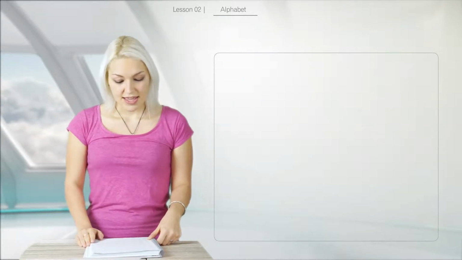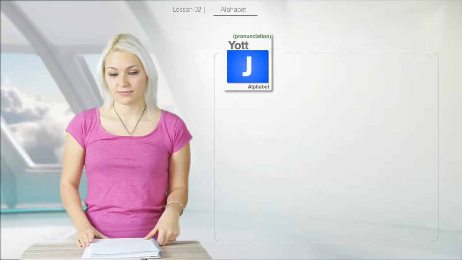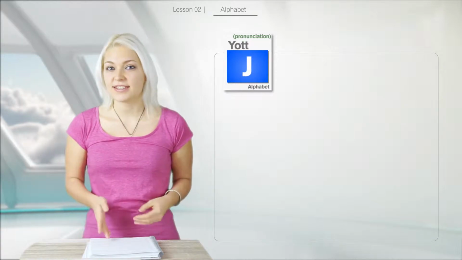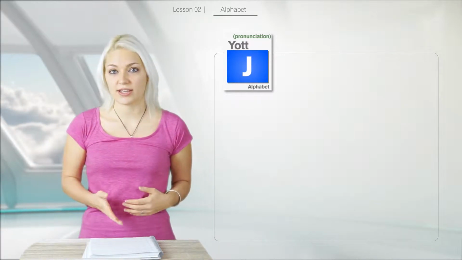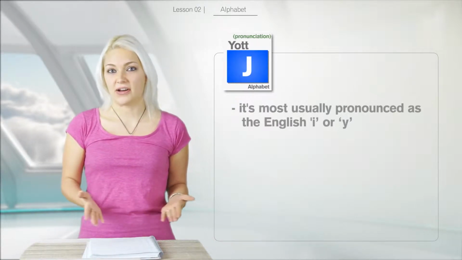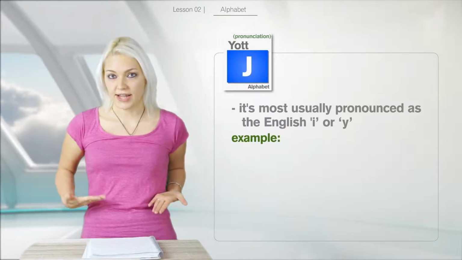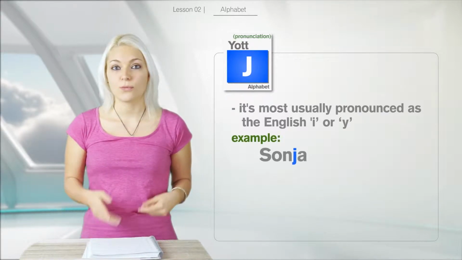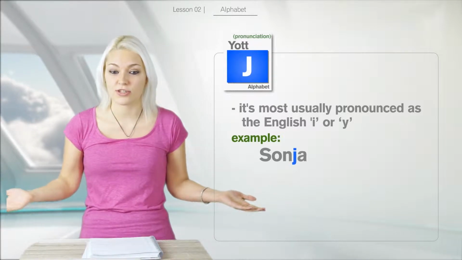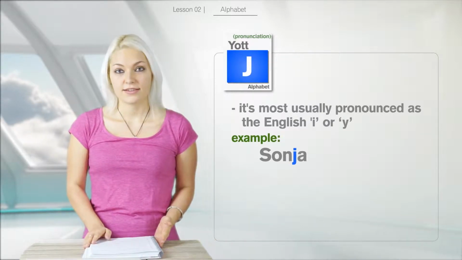Okay, then we have the letter J, which is called J. As you can already say from its name in German, it is not pronounced like the English J. There is no J sound. It is more like a Y in English. So, for example, my own name, which is Sonja, with a J, it's not Sonja with the English J, like I do sometimes get called by British people. It is simply Sonja.